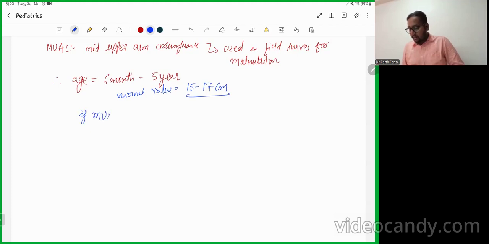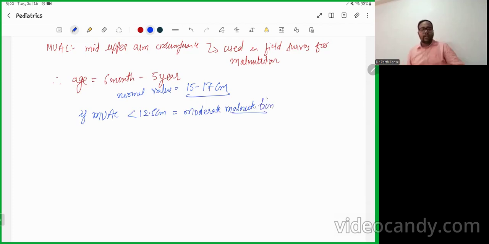If MUAC is less than 12.5 centimeter, it is an indication that a person is suffering from moderate malnutrition. But if MUAC is less than 11.5 centimeter, this is a pure indication that a child is suffering from severe malnutrition. A person is suffering from severe malnutrition if the MUAC is less than 11.5 centimeter.